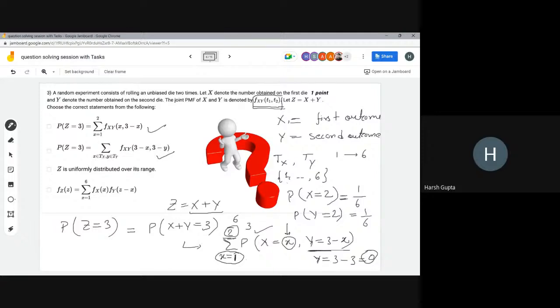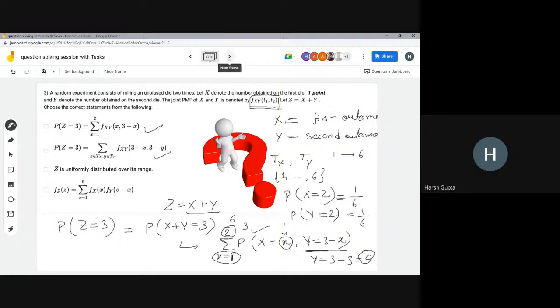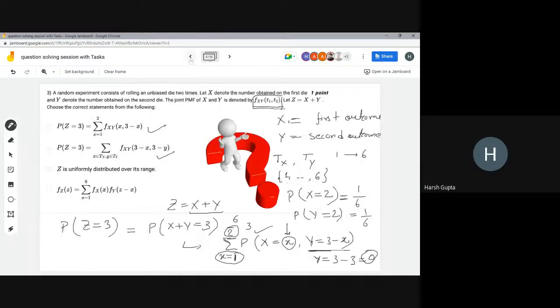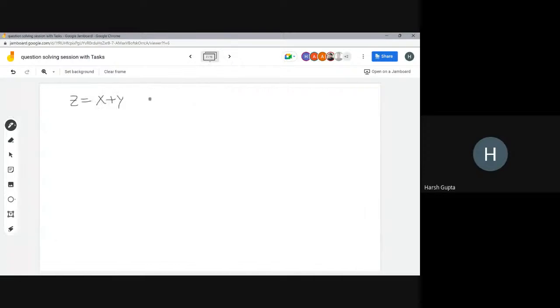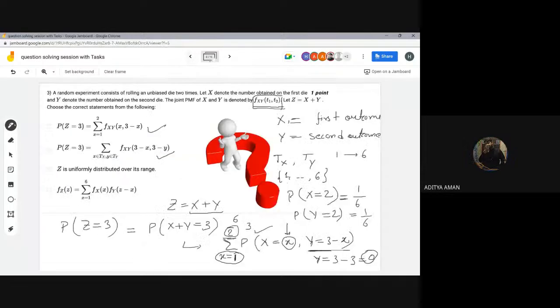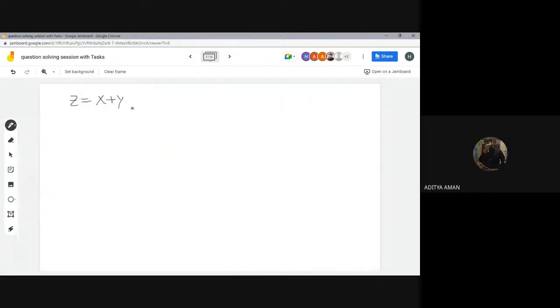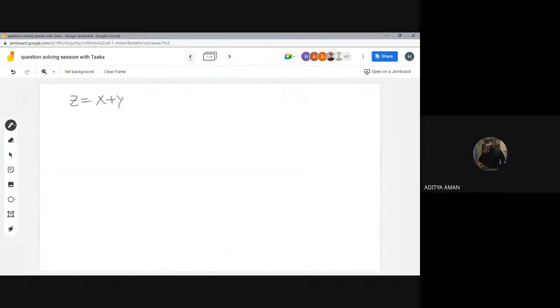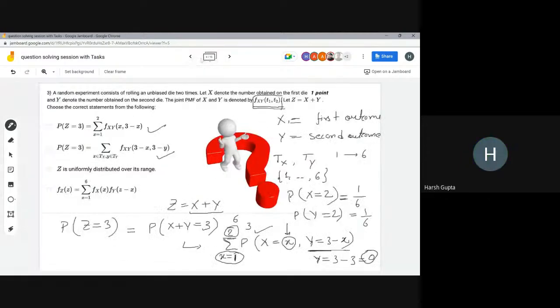And so Z is uniformly distributed over its range. Is it true? I think, sir. Okay. What does it mean by saying that Z is uniformly distributed over its range? Probability of Z taking 0, 1, 2, 3 will be the same. Actually, 0.